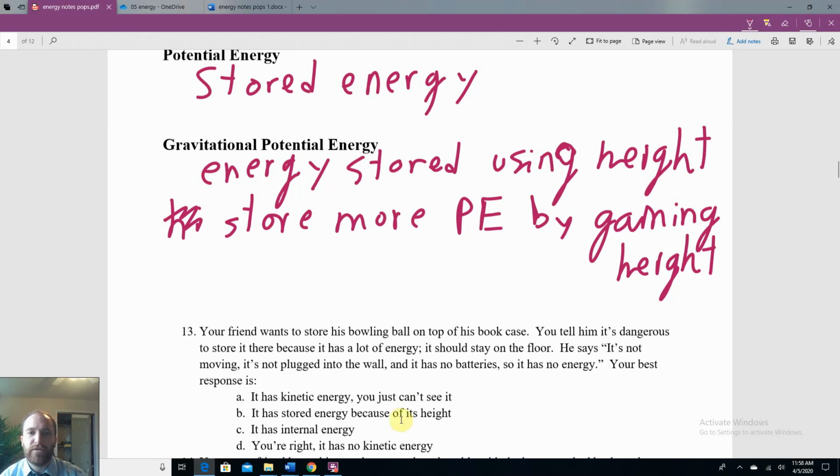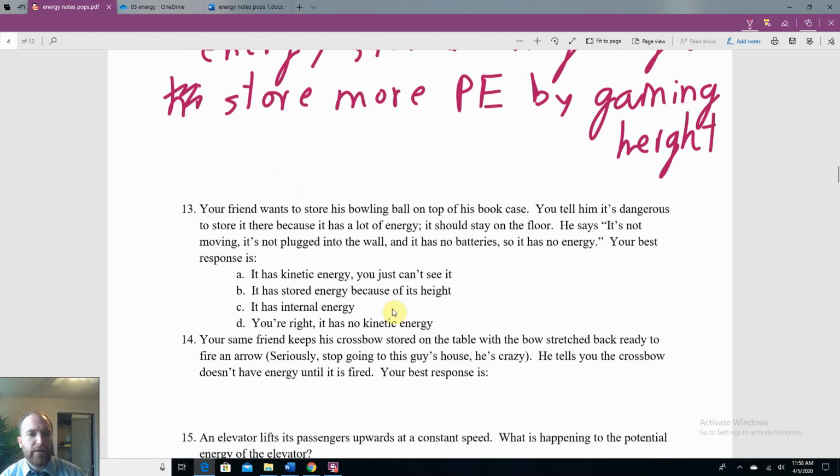Let's answer some questions and try to work with this idea a little bit. So for 13, your friend wants to store his bowling ball on top of his bookcase. You tell him it's dangerous to store it there because it has a lot of energy. It should stay on the floor. He says it's not moving, it's not plugged into the wall, and it has no batteries, so it has no energy. Your best response is, okay, it has kinetic energy, you just can't see it. It has stored energy because of its height. It has internal energy. Or you're right, it has no kinetic energy.